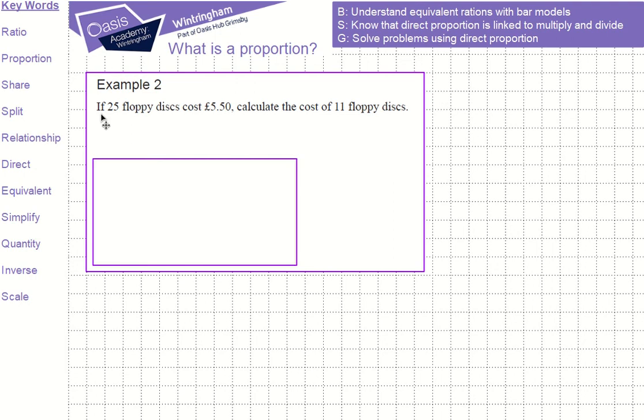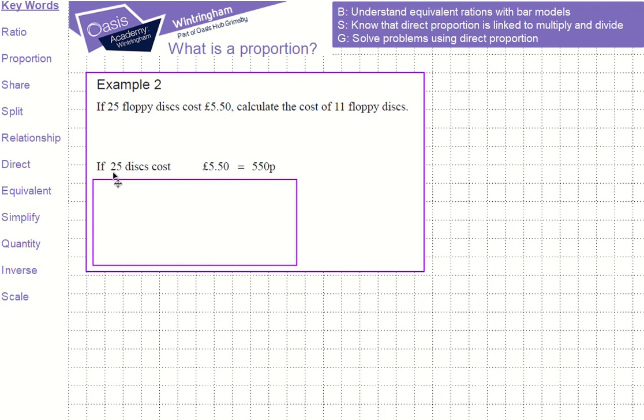Example 2. If 25 floppy disks cost £5.50, calculate the cost of 11 floppy disks. Okay, write down the example into your book. And the first part of our working out, we're going to convert £5.50 into pence. It's going to get rid of this decimal and make it a little bit easier to work with. So 25 costs 550p, and the first step we're going to find the price of 1.